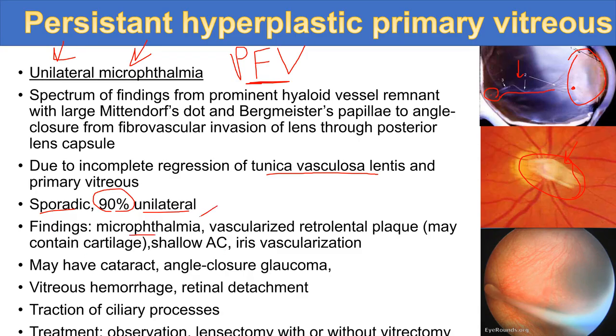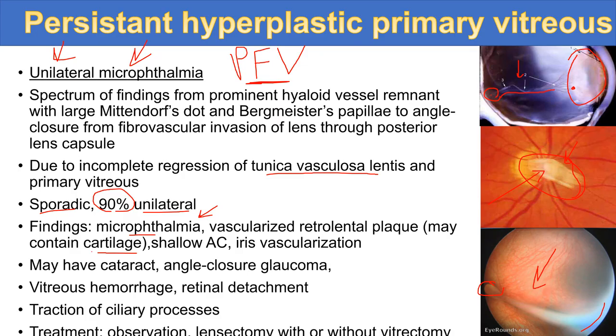This is very important. Vascularized retrolental plaque, which sometimes may contain cartilage, shallow anterior chamber, and iris vascularization. You see, this is a partial or incomplete persistent fetal vasculature, but this is the complete one, extending from the optic disc to the back of the lens. So those patients can have cataract.